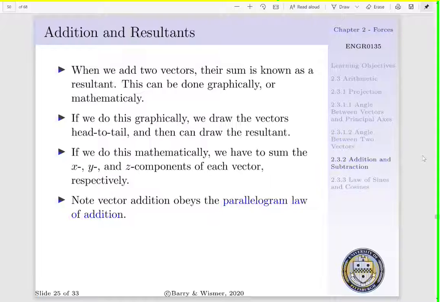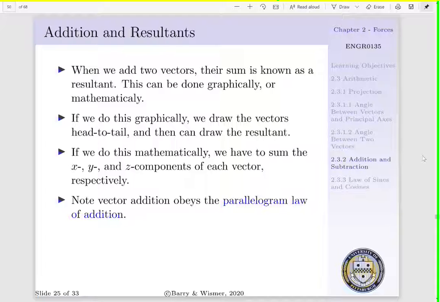Now, when we add two or more vectors, their sum is known as a resultant. And we can do this addition process graphically or mathematically. To do this graphically, we would draw our vectors head to tail, and then we're going to draw the resultant from our point of origination to the point of termination of our series of vectors. And if we do this mathematically, we're just going to sum our x, y, and z components as we did in example 6.